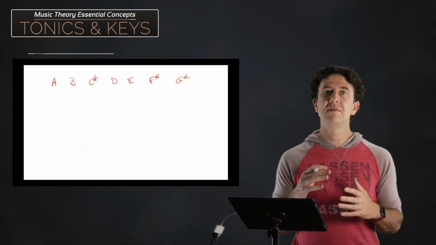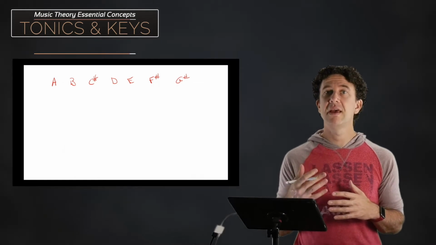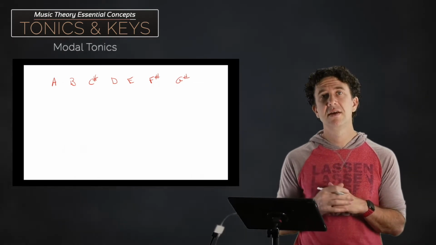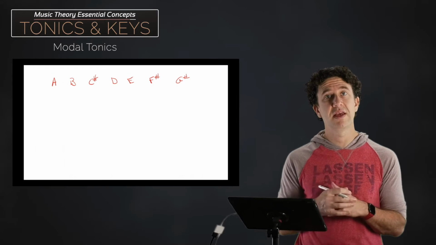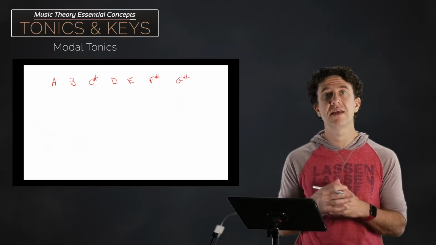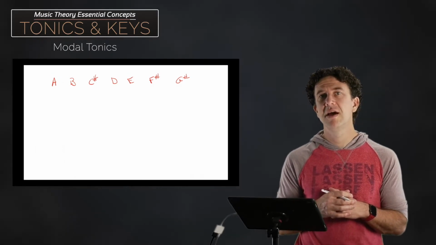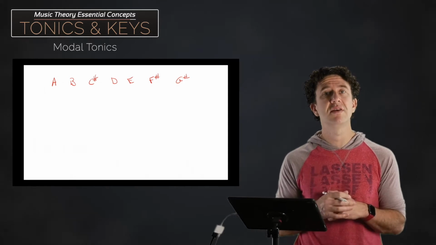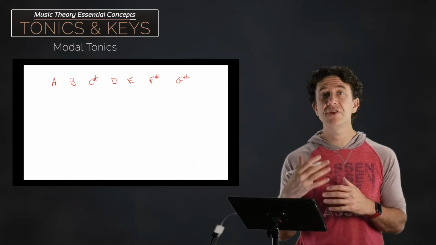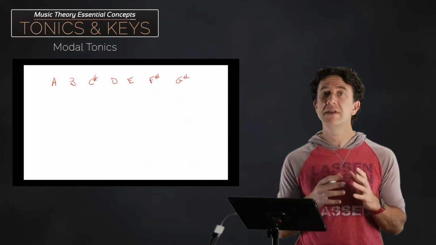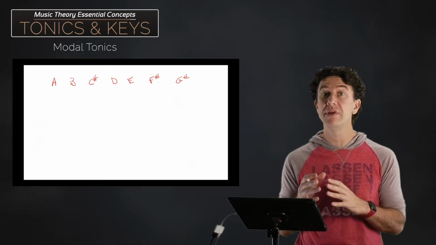So now that we've talked about what a tonic is, what a scale is, how it relates to keys, and we've talked about some of the implications of tonics and keys for composition, I want to talk about modal tonics, because this is an extension of our understanding of what a tonic is and what a root is, okay?